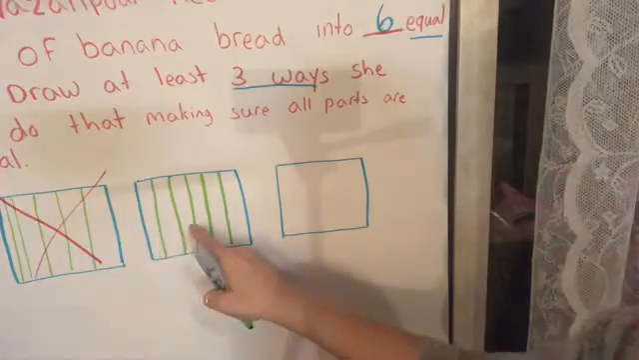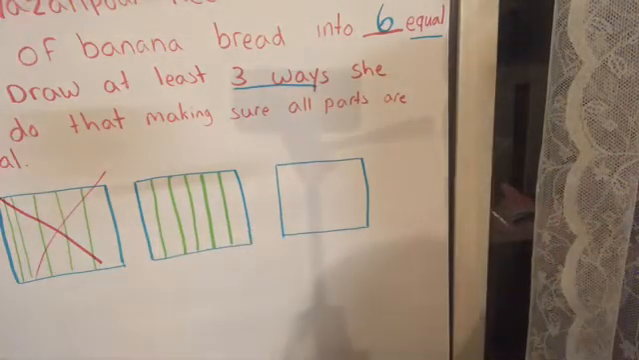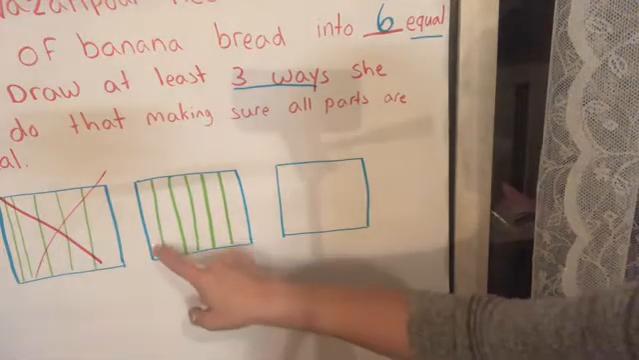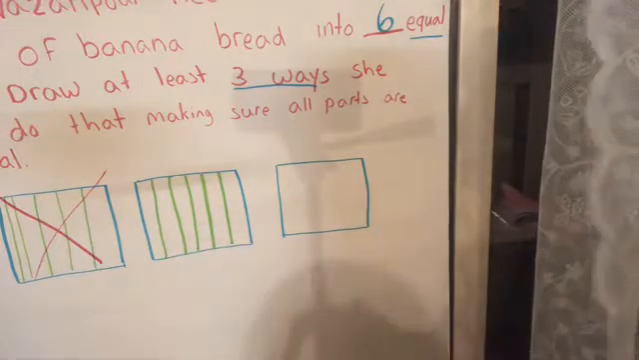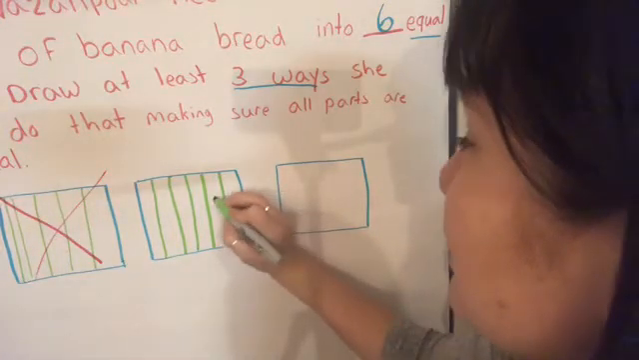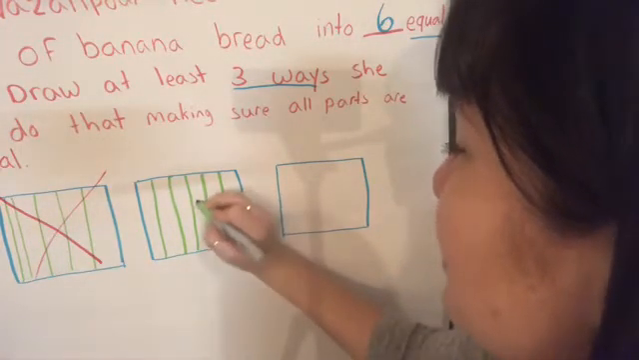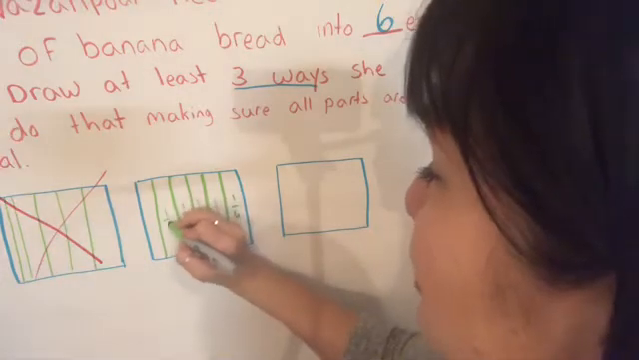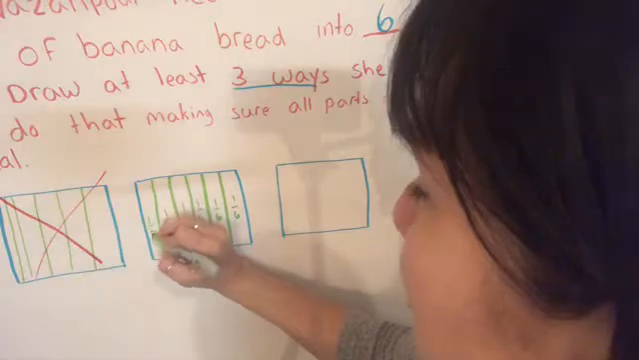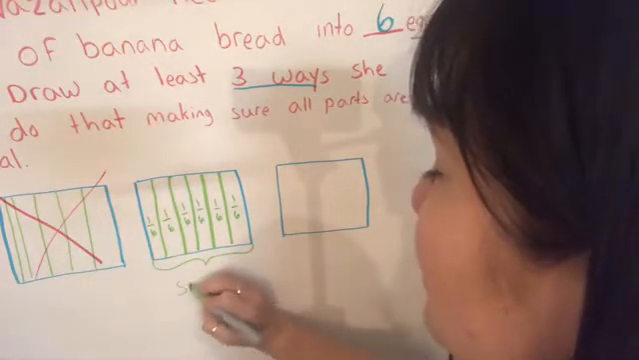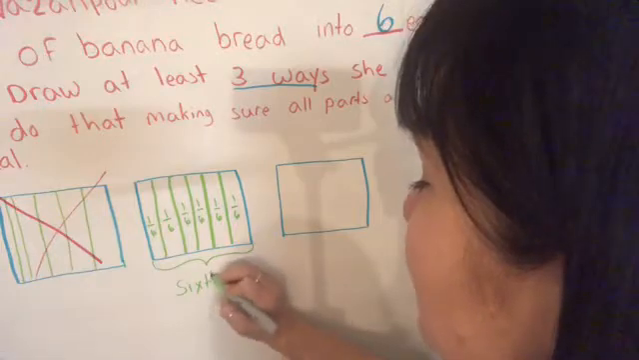1, 2, 3, 4, 5, 6. I now have sixes. 1, 2, 3. I'm just going to go ahead so I don't get confused and label each part. So that's a sixth, 3 sixths, another sixth, another sixth, another sixth. So this whole thing, I'm going to make sure I label it, is partitioned into sixths.